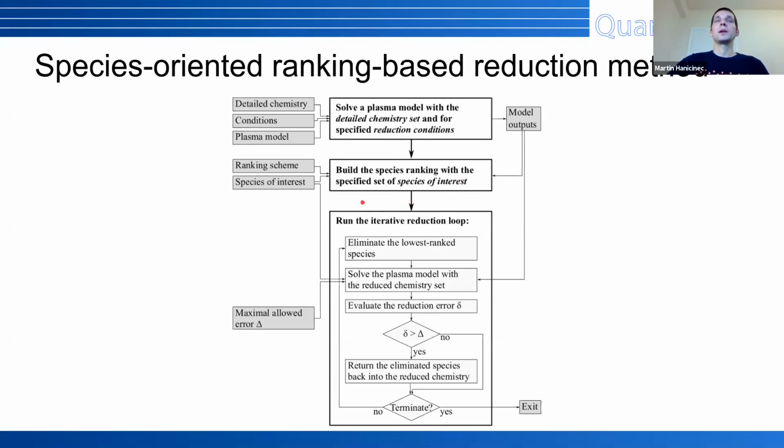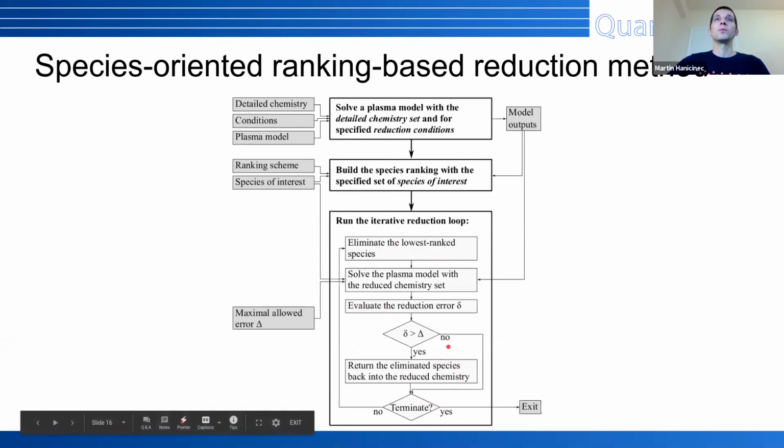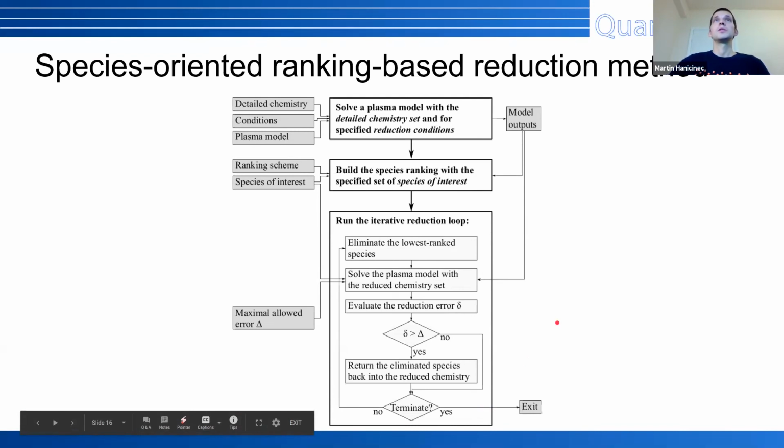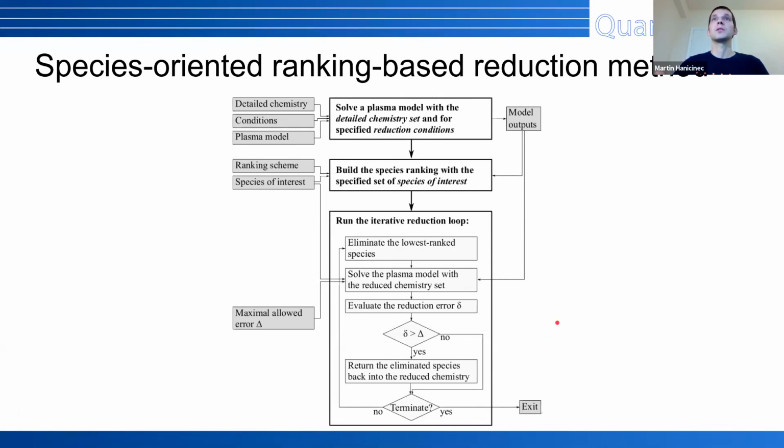Once we have this species ranking, we enter this iterative reduction loop, where in each iteration, we eliminate the lowest ranked species, rerun the global model, and evaluate the error the reduction induced. If the error on the species of interest is acceptable to us, then we go on to the next iteration. If it's not, then we need to reinstall the species back into the chemistry. We go on and on until we meet some termination condition, which can be defined in several ways. Once the loop finishes, you're guaranteed that the reduced model replicates the species of interest within an acceptable error margin. That's the method we used for species-oriented skeletal reduction of chemistry sets.